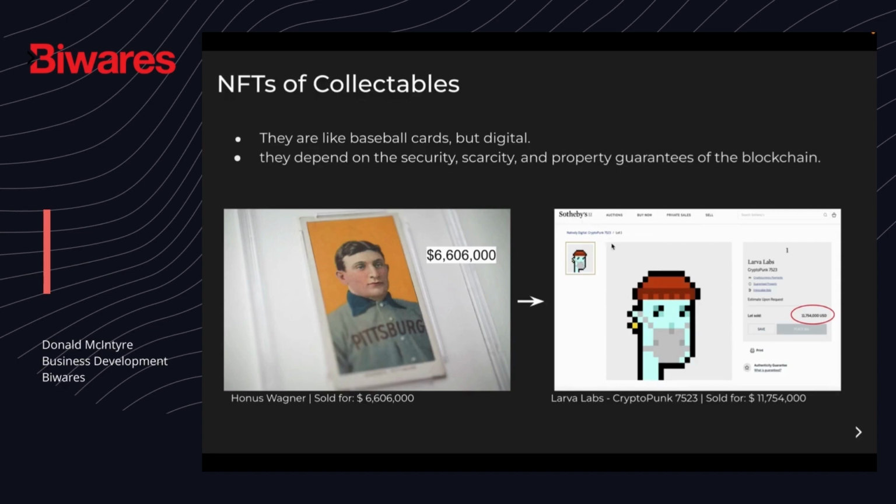For example, this one in Sotheby's was sold. This is by CryptoPunk. It was sold for $11.7 million. They depend on the security, scarcity, and property guarantees of the blockchain.